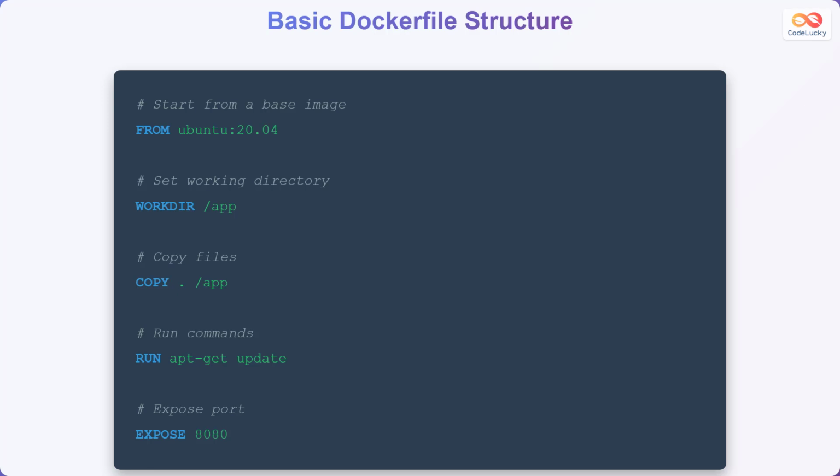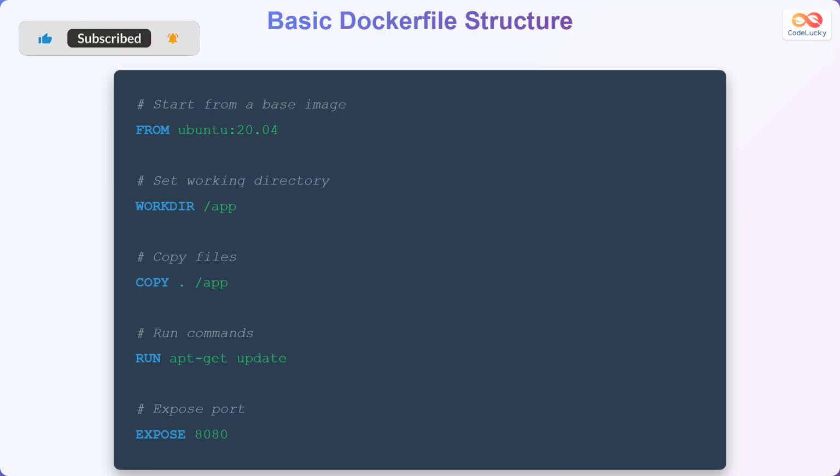Let's look at the basic structure of a Dockerfile. First, we start with a base image using the FROM instruction. For example, FROM ubuntu:20.04 uses Ubuntu version 20.04 as the starting point. Next, we set the working directory inside the container with the WORKDIR instruction. For example, WORKDIR /app sets the working directory to /app. We can copy files from our local machine to the container using the COPY instruction. For example, COPY . /app copies all files from the current directory to the /app directory inside the container.